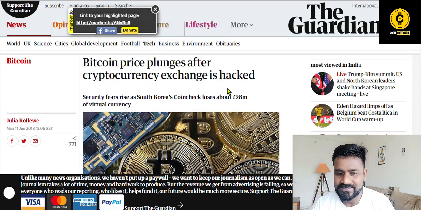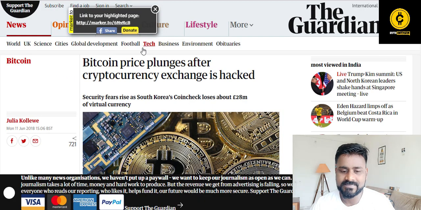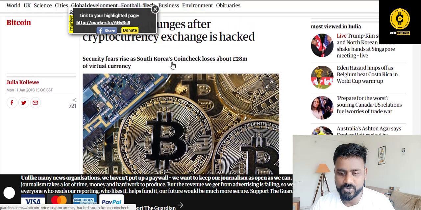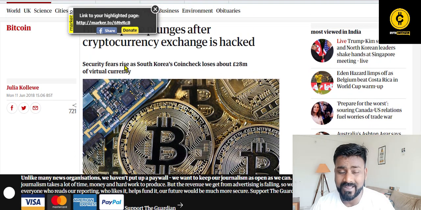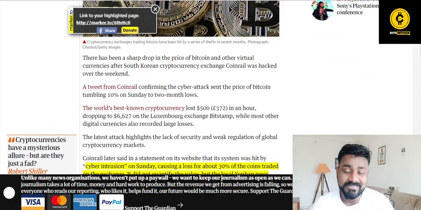And the recent price drop, as you can see, the market has been dropping. One of the biggest reasons for that is South Korea's exchange Coincheck, which lost about 28 million in cryptocurrencies. They were recently hacked. The exchanges are risky. Exchanges are damn risky.